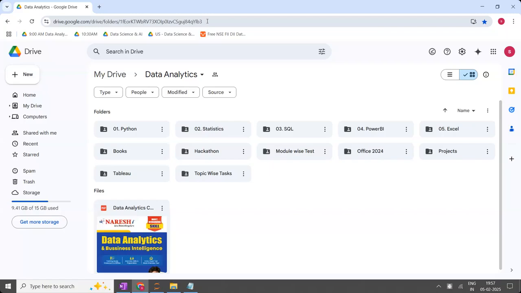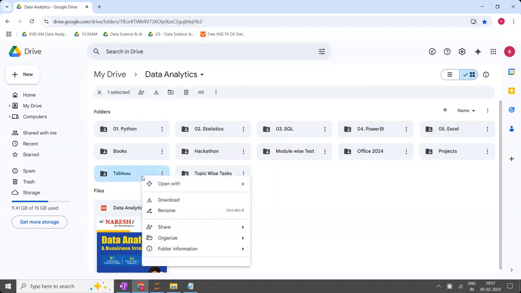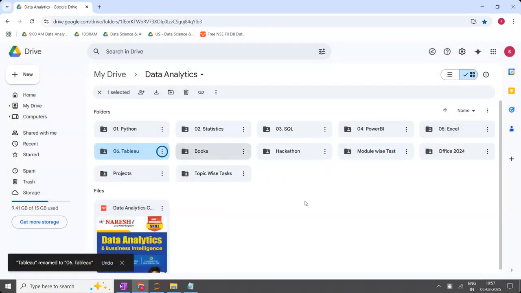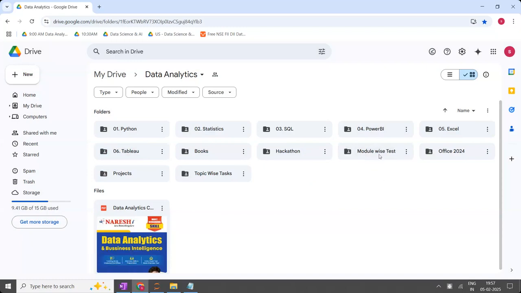For the 9 a.m. batch, we have done Python, statistics, SQL, Power BI, Excel, and along with that, Tableau. These are the things included in the course, right? Apart from that, I'll be conducting multiple tests. All the tests, question papers and everything will be there. We'll be sharing tasks, and I have shared the tasks. And these are the projects, multiple projects. And we have conducted a hackathon.